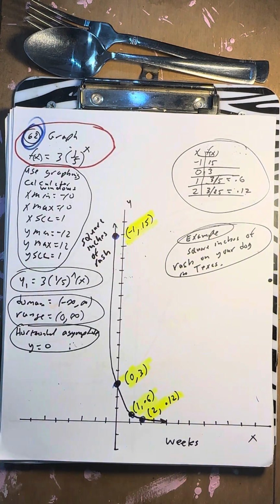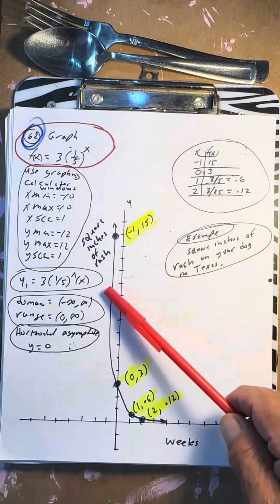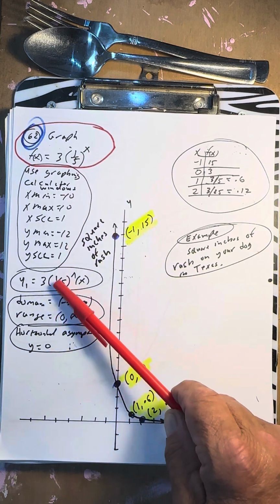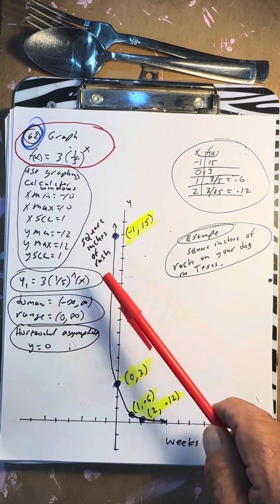Let's graph f of x equals 3 times 1/5 to the x. Again, set the window just like the other one. And when you put it in, you have to put it like this: 3, parentheses, 1/5, to the power of, parentheses, x. It has to be this way for it to work.